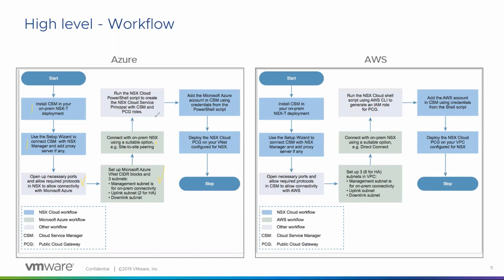And finally, the next thing we're going to do is register the subscription. There's a script, one for AWS, one for Azure. You run those scripts respectively so that it can create the accounts that you need, and use that to register this into Cloud Service Manager. So you do that, and then you deploy your public cloud gateways.